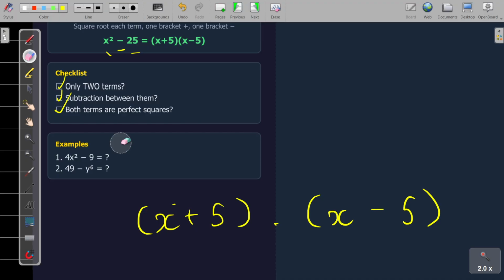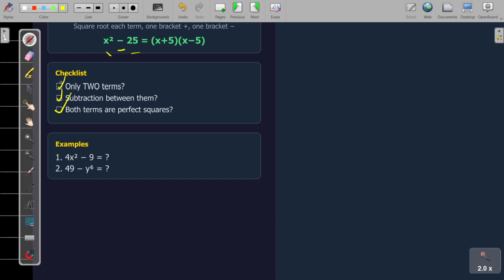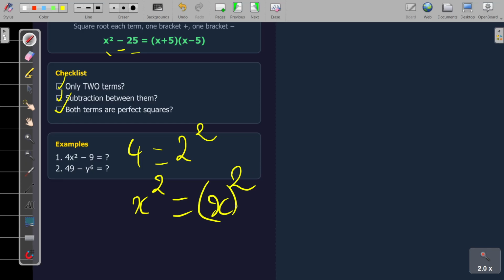Let's try a harder one. It's not so obvious. We have our first example, 4x squared minus 9. Let's run the checklist. Are there only two terms? 4x squared and 9, yes, that's only two terms. Is there a subtraction? Yes, there is. Are both terms perfect squares? Now, you have to look. 4 is 2 squared. x squared is x squared, very obviously.